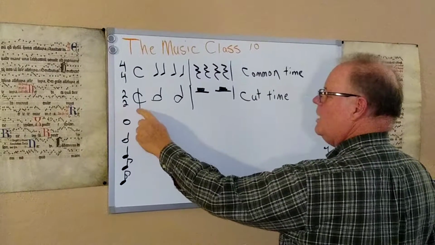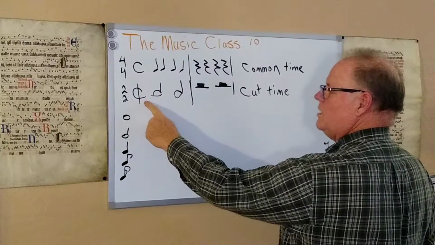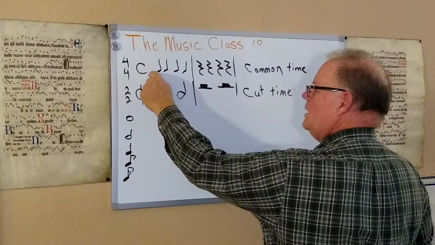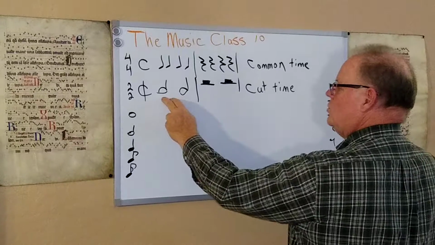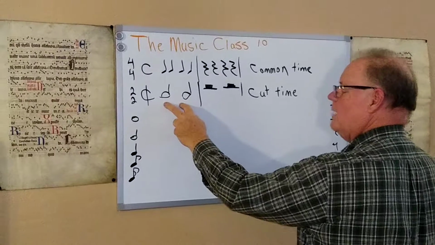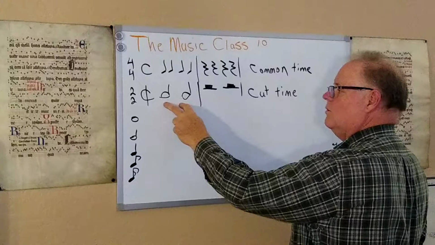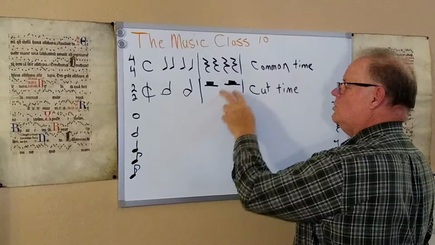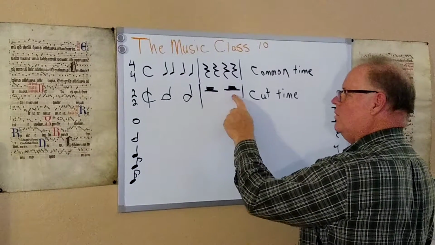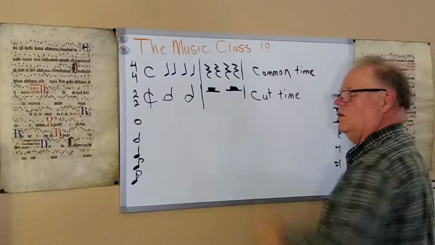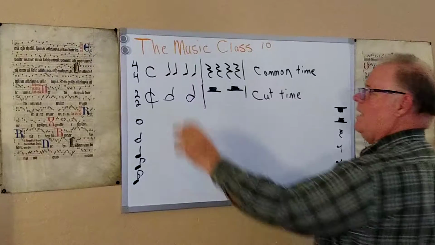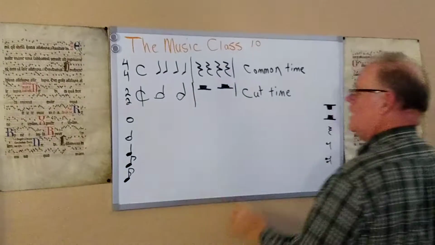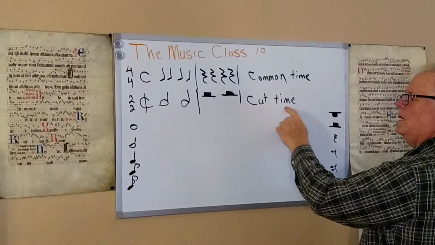2-2 time equals this term, cut time. It's like the regular C with a slash through it, like it's been cut in half. 2 half notes, and everything that adds up to 2 half notes, which would be a whole note. 2 half rests, each one of those would get a beat, or you can use a whole rest. This is the same thing as common time, but it's called cut time.